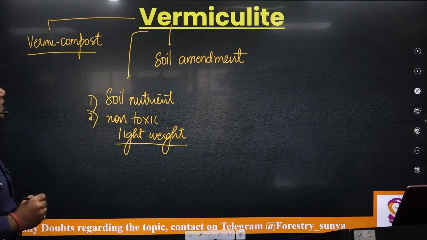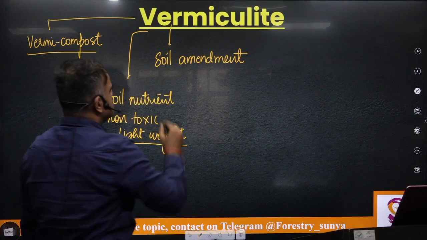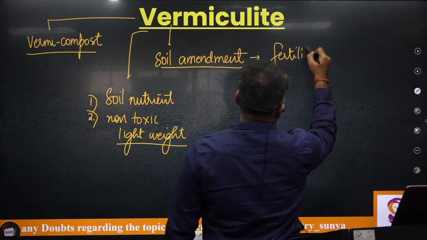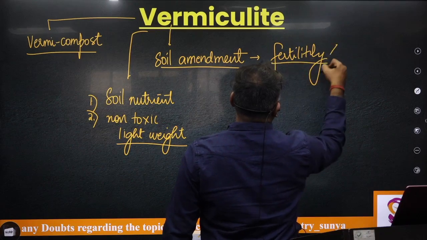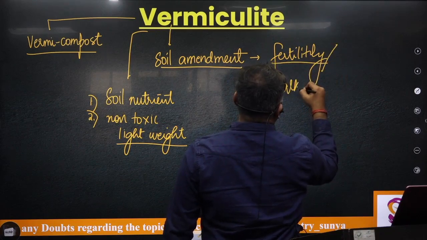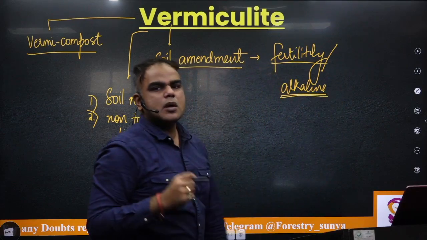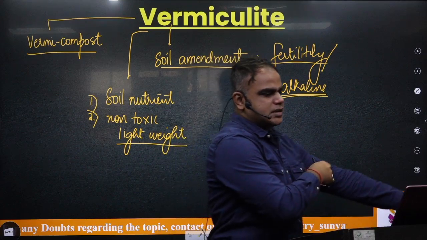Which also helps. So as a soil amendment, overall it helps in improving the fertility of soil, helping restore it, making the soil more alkaline. In all these elements it helps. That is the vermiculite.